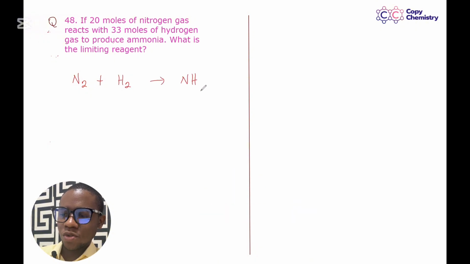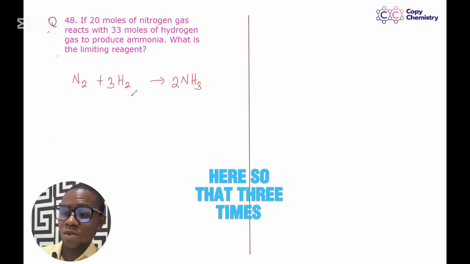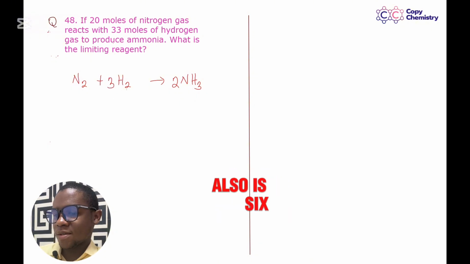N2 plus H2 to give NH3. That's ammonia. And then you balance it. Since we have 2N here, I would have 2N over there. And then our hydrogen, 2 times 3 is 6, so I have to put 3 here, so that 3 times 2 also is 6. Now this is balanced.